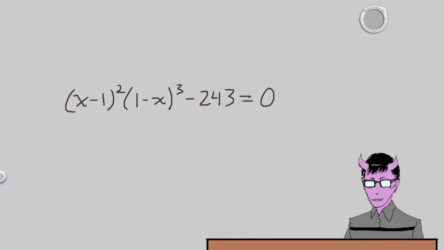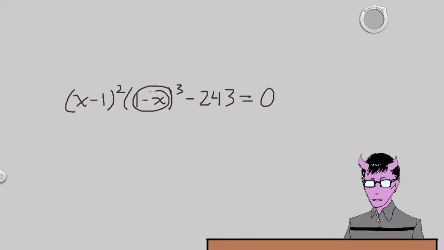We have here this kind of a mess. This particular base looks similar to this base. The only difference is the signage swap. So we have a plus minus situation. Plus on the x, minus on the 1. We have a plus on the 1, minus on the x. So can we play around with that? And the answer is yes.